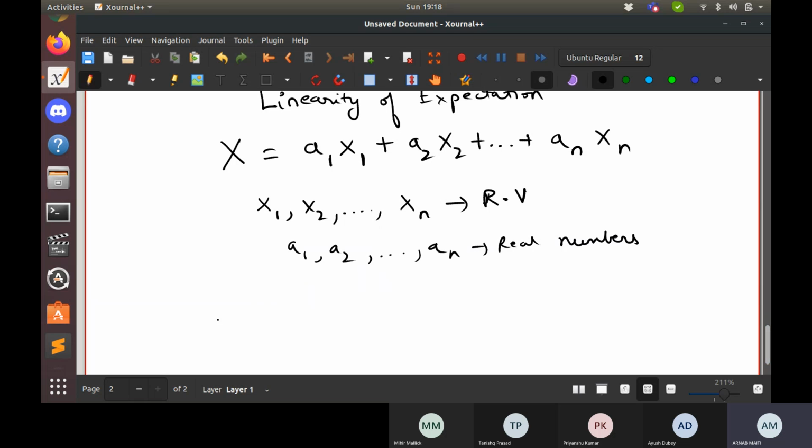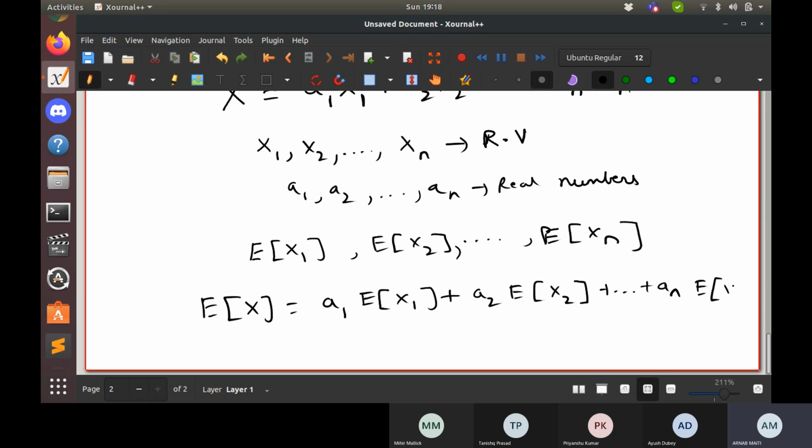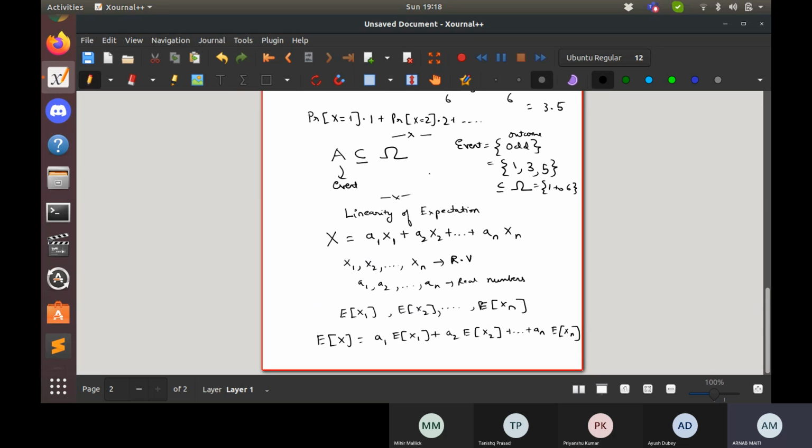And suppose we know the expected values of each of these random variables. So we know expectation of X1, we know expectation of X2, and so on, we know expectation of Xn. Now what can be shown is that expectation of X is A1 times expectation of X1 plus A2 times expectation of X2 up to An times expectation of Xn. I'll just zoom out a bit so that you can see. So if your random variable is of this form, then your expectation is of this particular form.